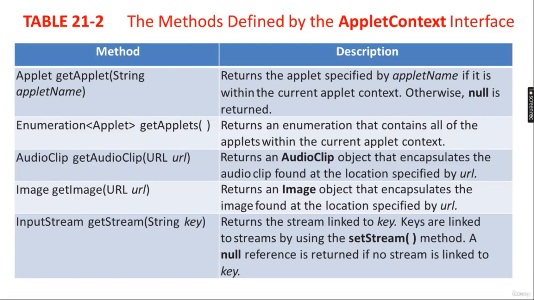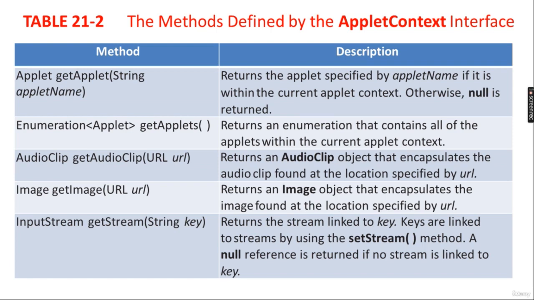So now we will see the methods defined by the AppletContext interface. Applet getApplet(String appletName) returns the applet specified by appletName if it is within the current applet context. Otherwise, null is returned. It will return the applet. Enumeration getApplets returns the enumeration that contains all of the applets within the current applet context. So you will enumerate it as an enumeration object.